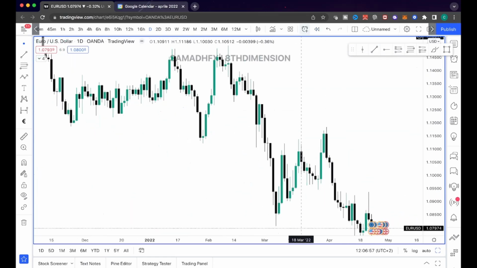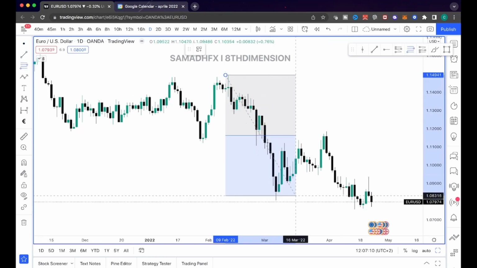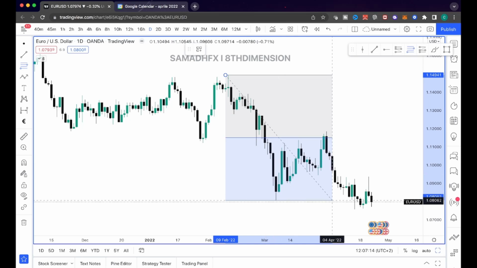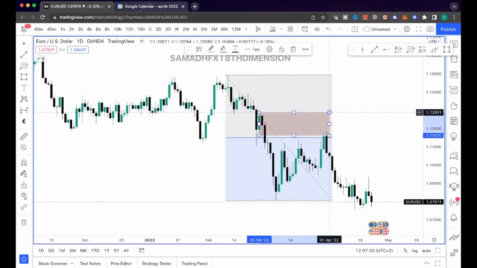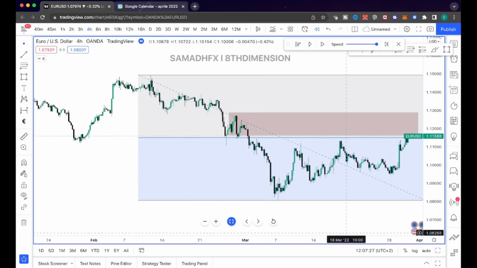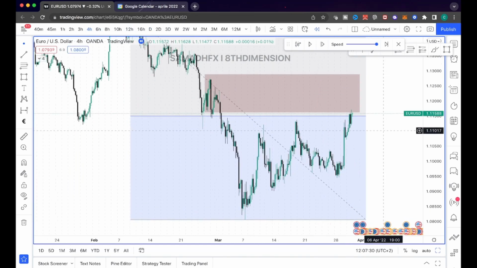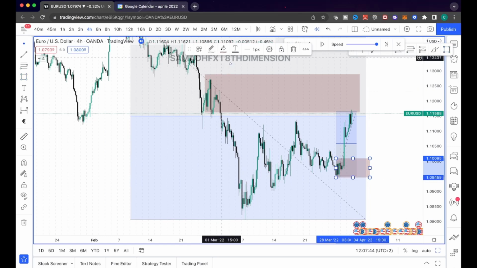Okay, now let's take the last movement. This is the third of March. We are in this weekly range, and we are in this daily supply. Now, if we scale into the intraday time frame, it looks like a bullish trend, you know. It looks like a great impulsive movement and a great demand.